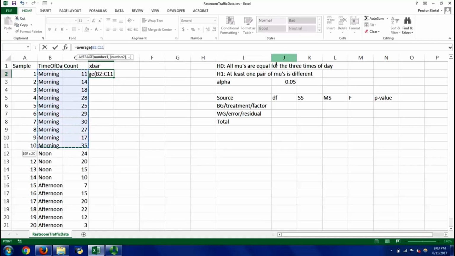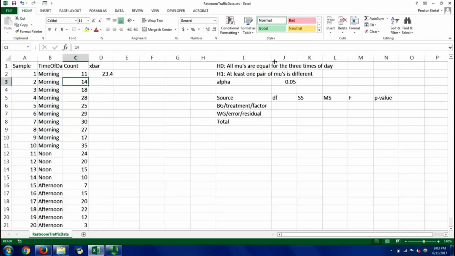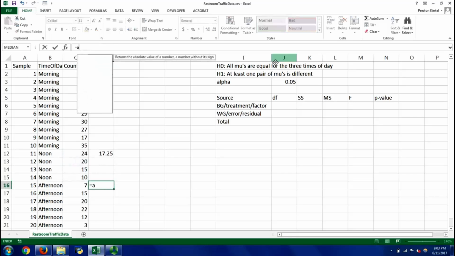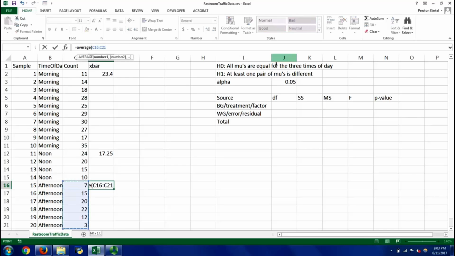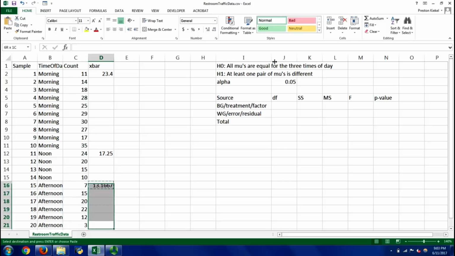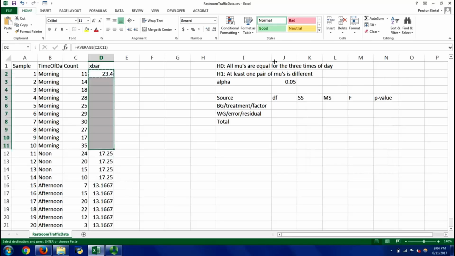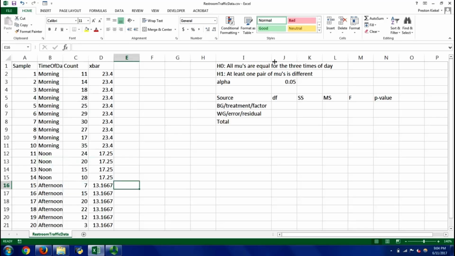So I'm going to get the average of the mornings, the average of the noons, the average of the afternoons. And in each case, just copy it and paste it as text, so that every individual in the morning group has got the same group mean. It's 23.4. Everybody in the noon group has got the same group mean, and everybody in the afternoon group has got the same group mean.